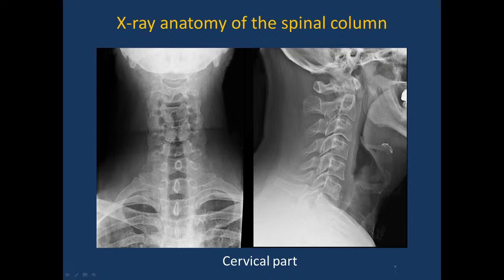Here the cervical part of the vertebral column. I showed it already. I think you see the transverse processes here of the cervical vertebra. We also see the bodies of the vertebra here, and also we see the spinous process.